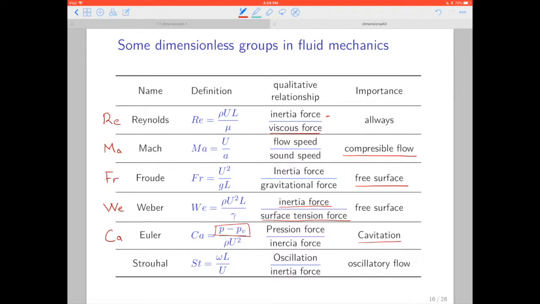It is very important if we are considering the design of a pump, or any hydraulic machine, or even just the flow around a blade. So we always have to compute the cavitation number to see if we are close to cavitation. Finally, the Strouhal number. The Strouhal number is the relationship between oscillation and inertial forces. So if the flow is oscillatory, we should probably take it into account. So these are some of the most important numbers in fluid mechanics.